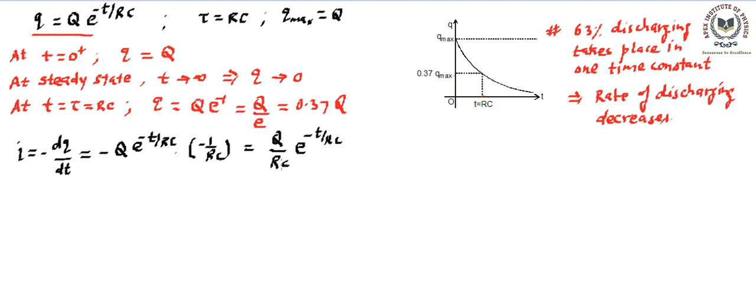Now we know this RC is the unit of time, so q upon RC is charge upon time, that's a unit of current. So we can say as an expression, the current I is equal to I naught or I max e raised to power minus t upon RC, or RC can always be written as tau, so t upon tau. So that becomes the expression for the current in the circuit when the discharging of the capacitor is taking place.